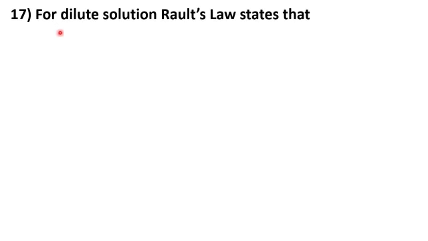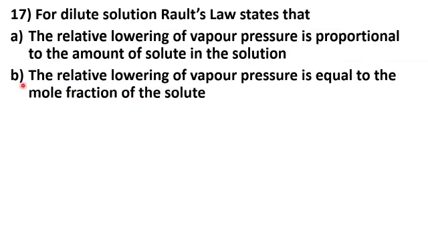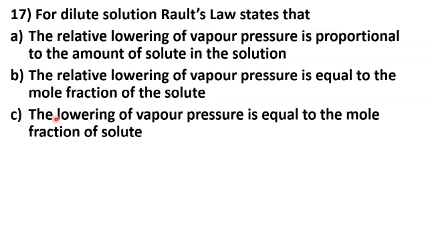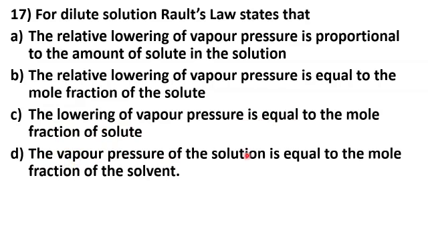Question number 17. For dilute solution, Raoult's law states that A. The relative lowering of vapor pressure is proportional to the amount of solute in the solution. B. The relative lowering of vapor pressure is equal to the mole fraction of the solute. C. The lowering of vapor pressure is equal to the mole fraction of the solute. And D. The vapor pressure of the solution is equal to the mole fraction of the solvent.